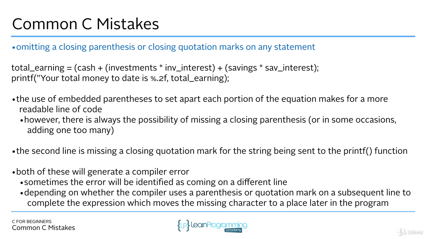Sometimes, though, the compiler error is very misleading because it doesn't actually know where the error occurs. It thinks the error might have occurred on a subsequent line. So the line that it tells you the error is on might be misleading. Depending on whether the compiler finds a parenthesis or a quotation mark on a subsequent line, it will actually complete that expression. So it will move the error down into another line, and that's where it will complain and say that's where the error is. But the actual error is higher up above where it reports it.